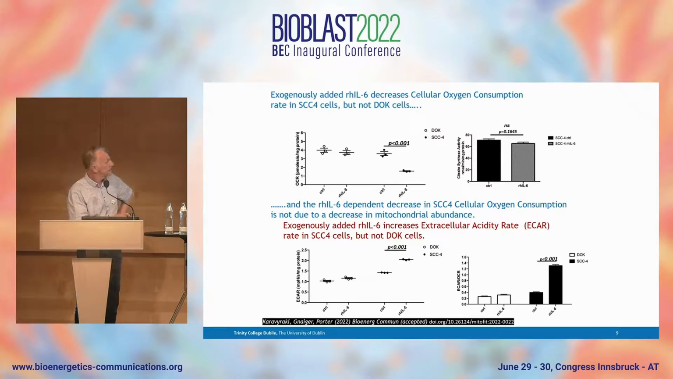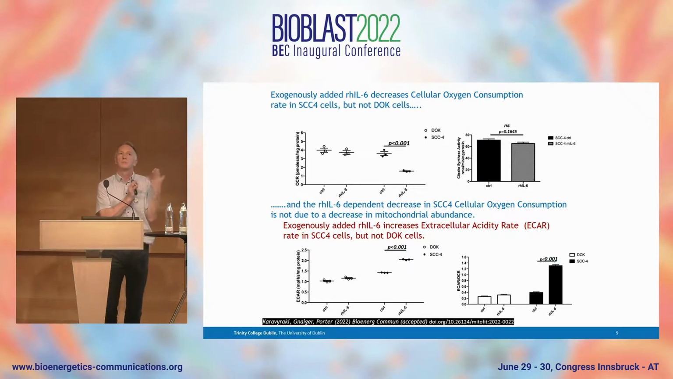So the DOC cells showed no effect of recombinant IL-6, whereas with the cancerous cells, we saw a significant decrease in oxygen consumption. No difference in mitochondrial abundance in that 24 hours, as you might expect, but just to verify there wasn't. And again, the ECAR was raised in the SCC4 cells compared to the DOCs. Another bit of information I should convey is that we could show in the other study that there were IL-6 receptors in the SCC4 cells, but none in the DOC cells. So obviously this addition of IL-6 complements that observation too.